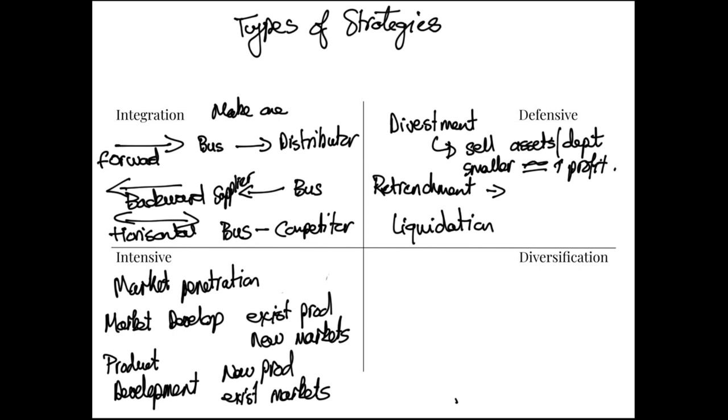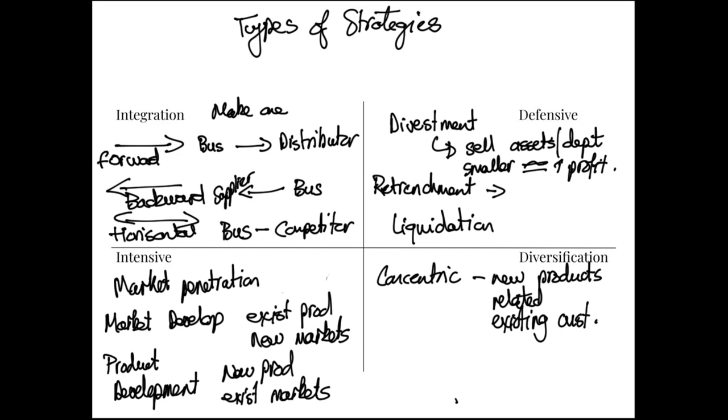Then you've got diversification. So this is making it broader. So you've got concentric. Now concentric diversification is focused on new products, but it is related to what you are selling currently, and you are selling it to existing customers. So you're not doing too much of a new thing. Then you've got horizontal diversification. Horizontal diversification focuses on new products. So there's something new that is unrelated. So that means it's not close to what you are selling, but also to existing customers.